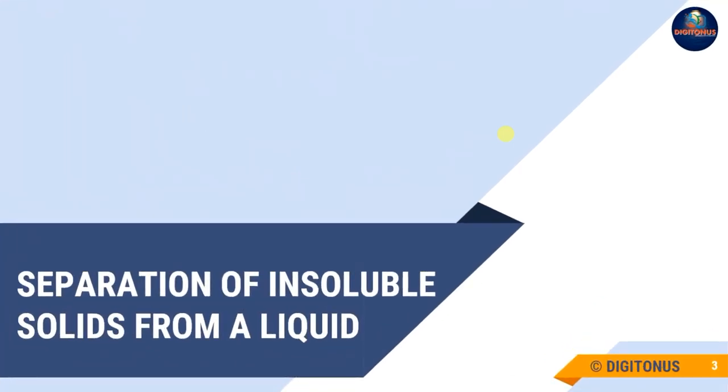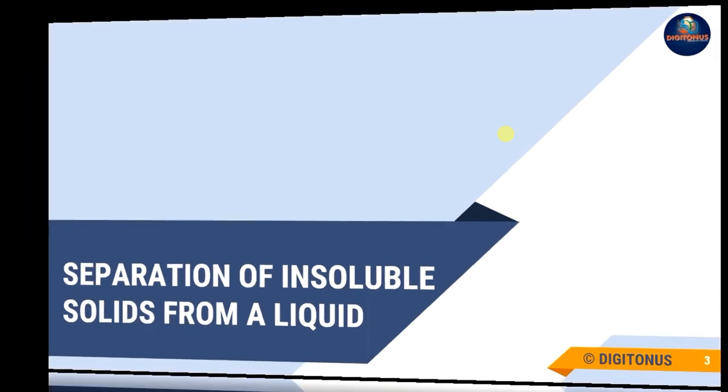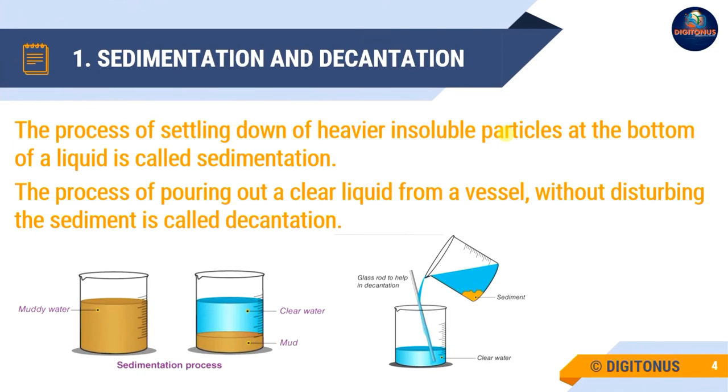Firstly, we will learn about separation of insoluble solids from a liquid. See, the first method which we can use is sedimentation and decantation. See dear students, the insoluble substances that are heavier than liquid can be separated by sedimentation and decantation. The process of settling down of heavier insoluble particles at the bottom of a liquid is called sedimentation. The heavier insoluble particles that settle down at the bottom of the liquid are called sediment.